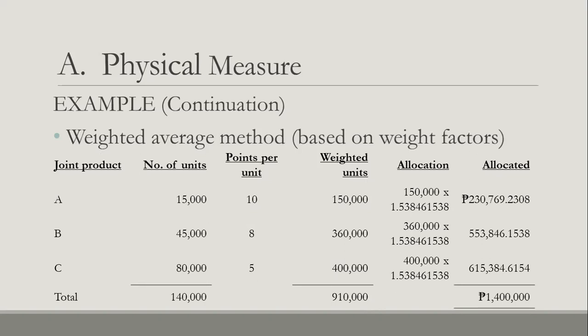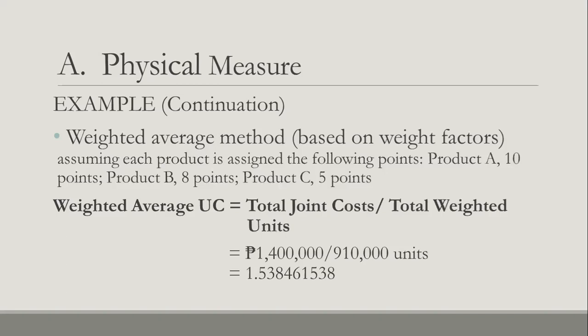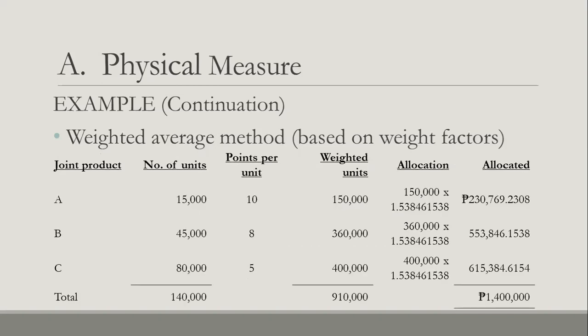You divide your total joint cost by your total weighted units of 910,000. That would be your weighted average unit cost, 1.53. So here we'll just lay it down here, and when you already get the weighted average unit cost, you just multiply it by your weighted units to get the total allocation or share in joint cost.